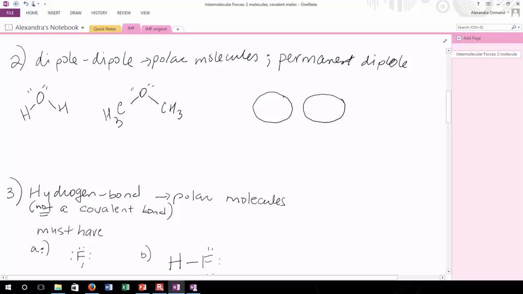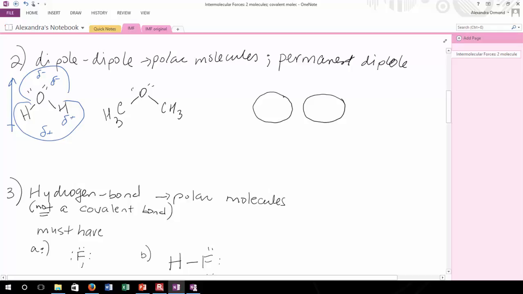Dipole-dipole IMF is found in polar molecules, and these are the molecules that have a permanent dipole. So for example, if we look at a water molecule, oxygen is partially negative because it's closest to fluorine. Hydrogen is partially positive. So we can have a partially positive end, partially negative end, and we can draw a dipole moment where you have the arrowhead where the negative region is and the positive where the partially positive region is.